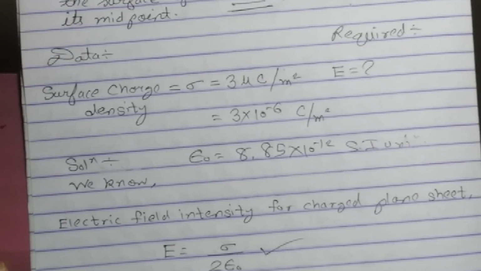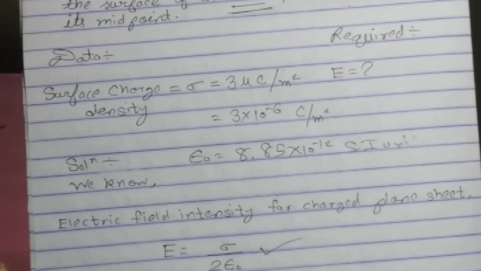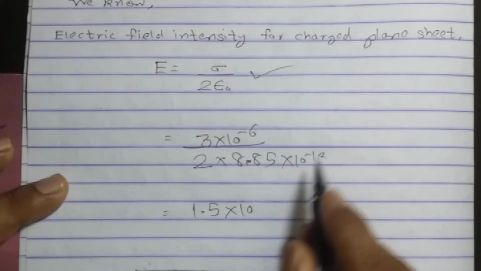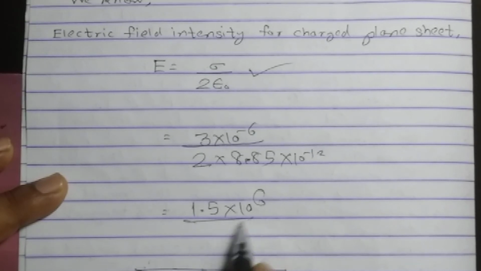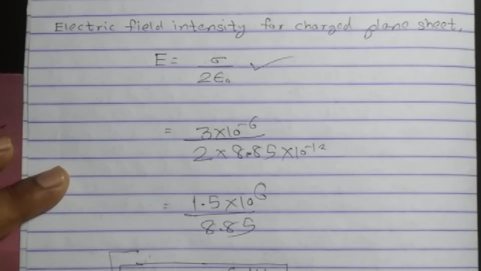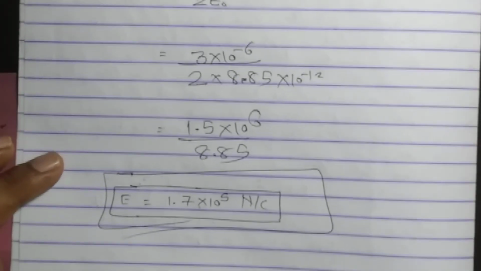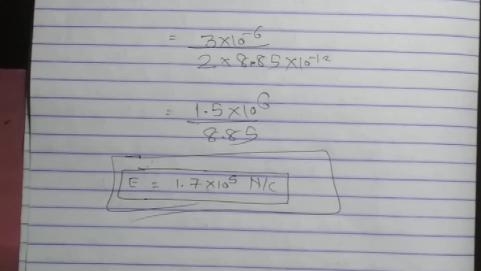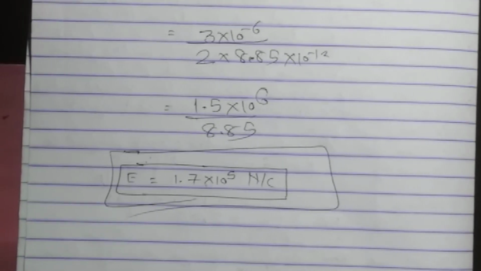So 3 upon 2 is 1.5. Minus 12 will come in the numerator so that it becomes plus 12. So 10 raised to 6 upon 8.85. If I divide and take the reciprocal table, I will get the value of E, which is 1.7 into 10 raised to 5 Newton per Coulomb. Hope you understood the numerical and theory. Thank you very much.